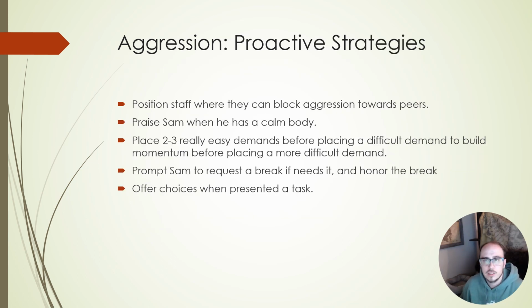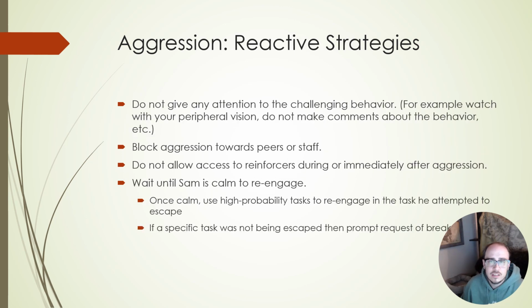First, we will discuss proactive strategies that we can use when addressing aggression. First, position staff where they can block aggression towards peers. Praise Sam when he has a calm body. Place 2 to 3 really easy demands before placing a difficult demand to build momentum before placing a more difficult demand. Prompt Sam to request a break if he needs it and honor the break, and offer choices when presented with a task.